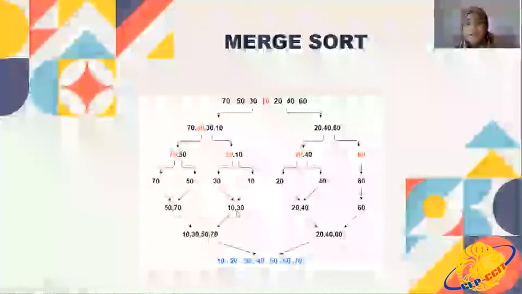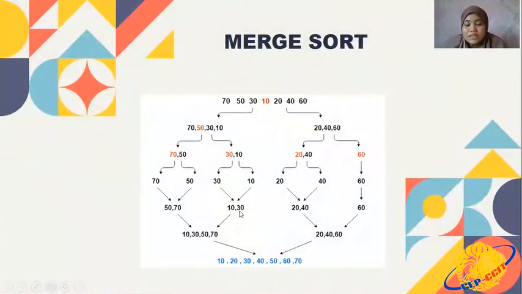And 50 and 30, the smaller is 30, so we put the 30 in the second place. 50 and 70, the smaller is 50, so we put the 50 in the third place. With 70, there is no one to compare, so we just put it down here. On the right side, we do the same as the left side, so we can get these numbers. And the last step, we just combine and sort again, so we can get this result.